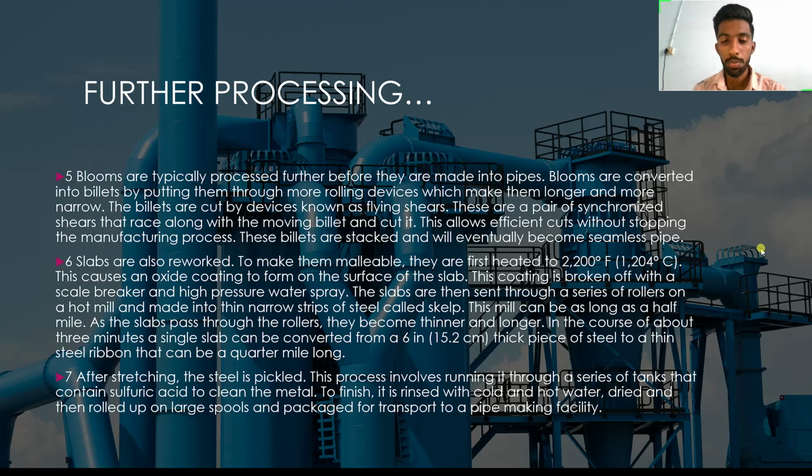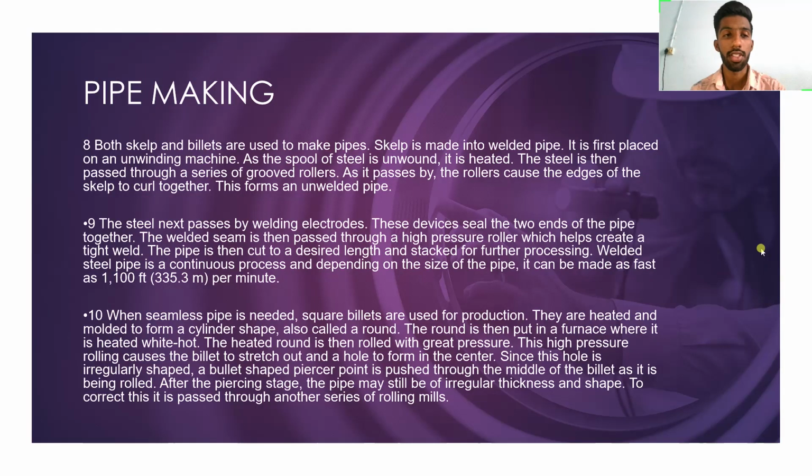After stretching, the steel is pickled. This process involves running it through a series of tanks that contain sulfuric acid to clean the metal. To finish, it is rinsed with cold and hot water, dried, rolled up on large spools and packed for transportation to the pipe making facility.